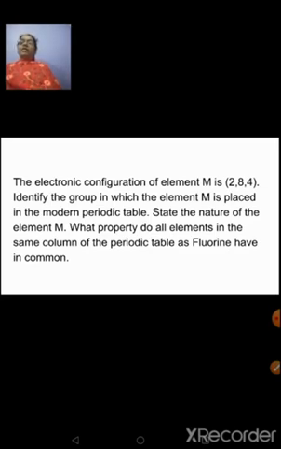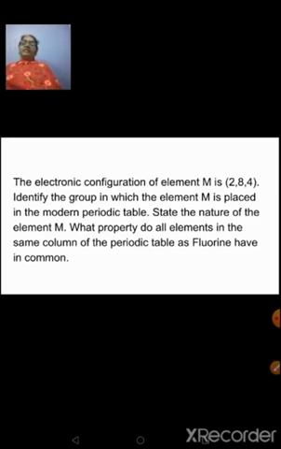What property do all elements in the same column of the periodic table as fluorine have in common? See the number of questions here. They have not asked you about any reaction or anything else about the property, or they have asked you the nature, which is a physical property of that particular element.